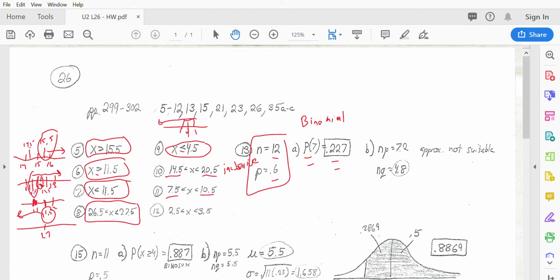Okay. By the way, and speaking of the normal approximation, Part B in number 13 said use the normal approximation if it's suitable. N times P, well, so right now Q would be 0.4. So N times P is 7.2.